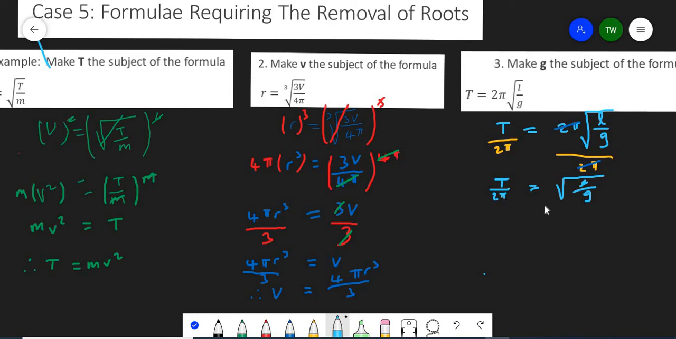Now at this stage, bear in mind that we still want to make G the subject. What is happening to L over G? We are taking the square root of that. So we need to remove the square root sign, which means that we want to transfer this square root sign to the other side of the formula. How can we do that? We can do that by squaring both sides, right? So we're going to square this side. We're also going to square this side.